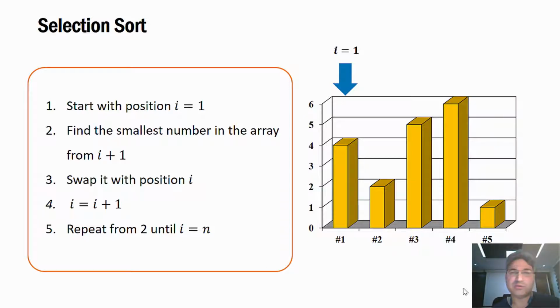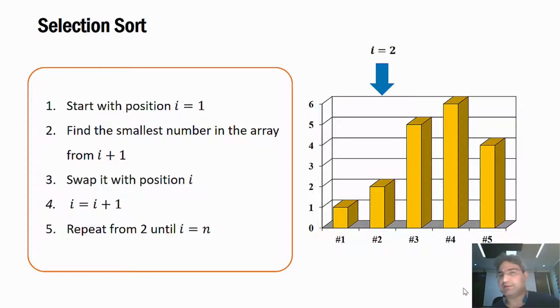You can see the pseudocode on the left, and the array we want to sort on the right. We start from the first position and then we move one by one to the right, one step at a time. We start from the first position, i is equal to 1. I try to find the smallest number from that point on in the array. In this case, it is the fifth one, which is the value 1. What I do is I swap the places of these two numbers.